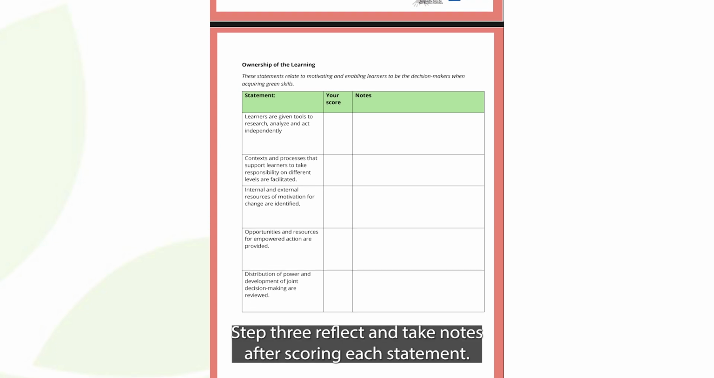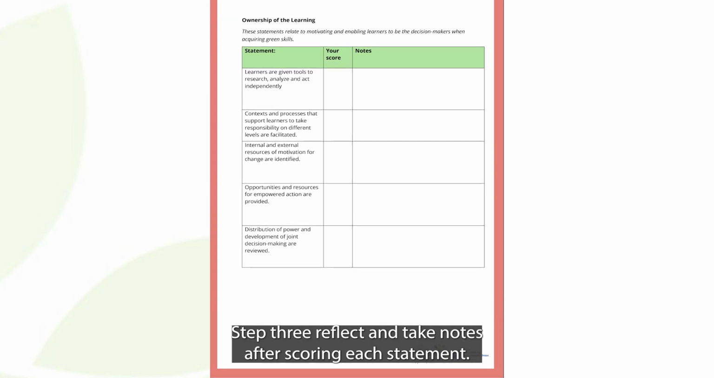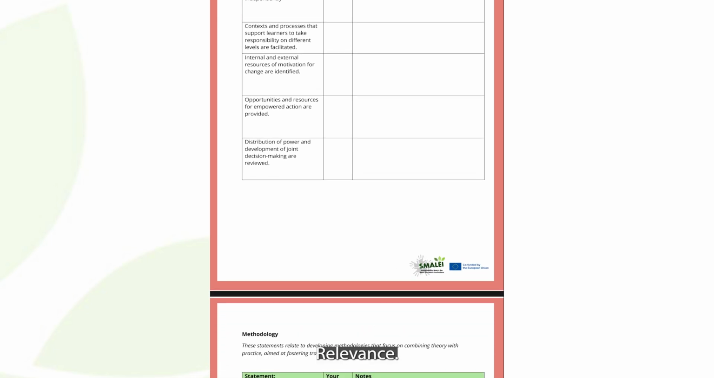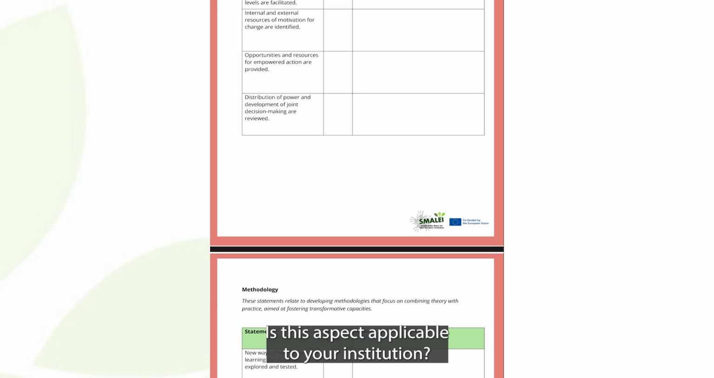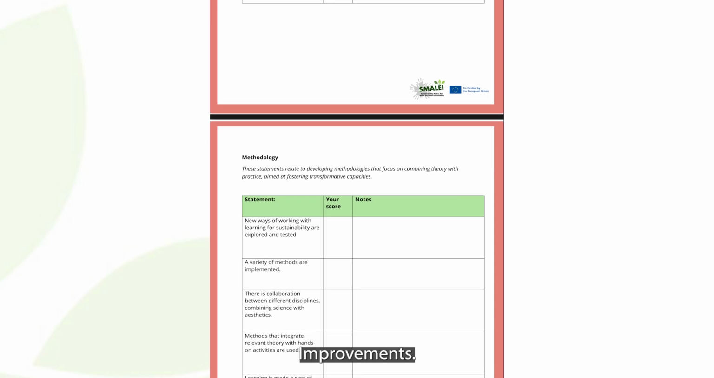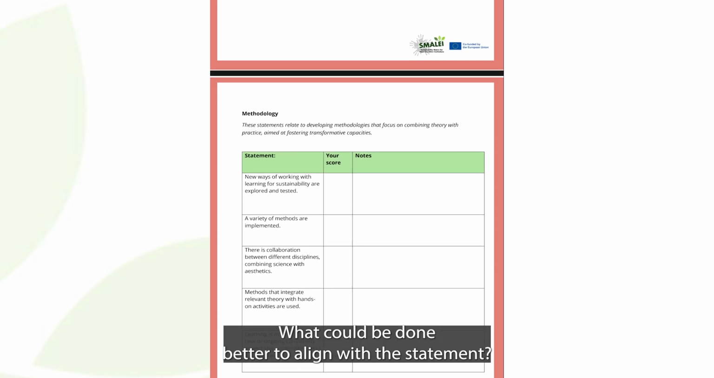Step 3. Reflect and take notes. After scoring each statement, write brief notes answering the following prompts. Relevance. Is this aspect applicable to your institution? Why or why not? Strengths. In what ways does your institution excel in this area? Improvements. What could be done better to align with the statement?